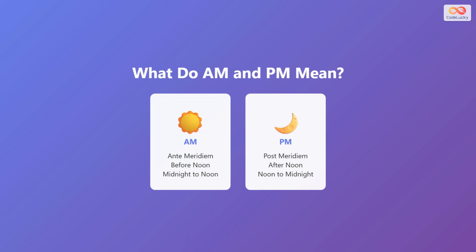AM stands for antemeridum, which is a Latin phrase meaning before noon. It represents the time from midnight to noon or the early morning hours. PM stands for postmeridum, also Latin, meaning afternoon. It represents the time from noon until midnight, including the afternoon and evening hours.